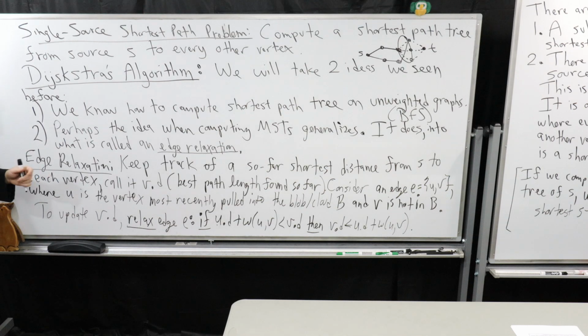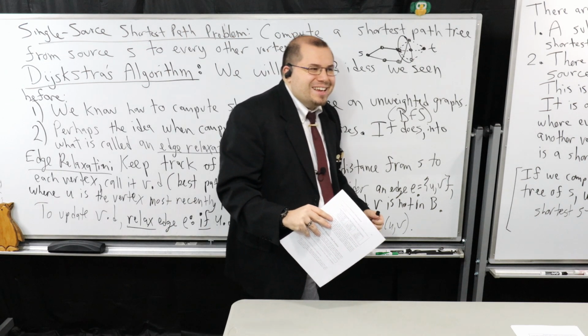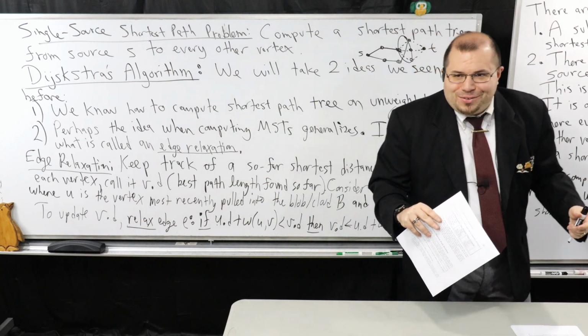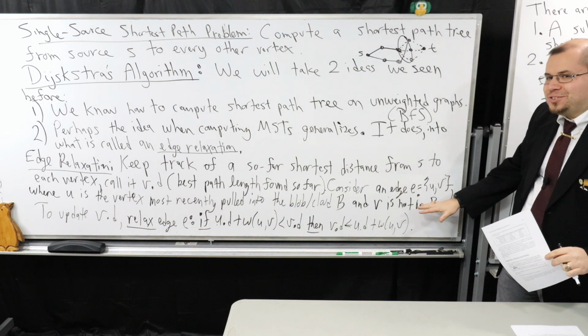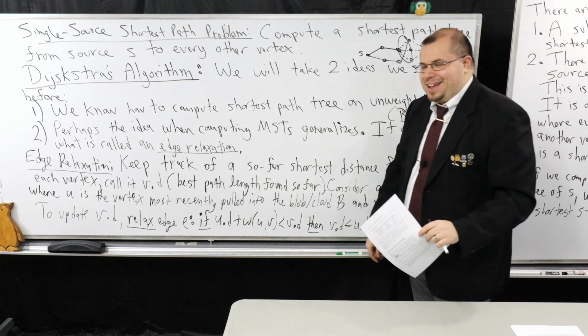Notice that this is just simply saying if I found a closer way of getting to v from the source, I update it. That's all it really says. There's no voodoo or any magic here. That's all it is.